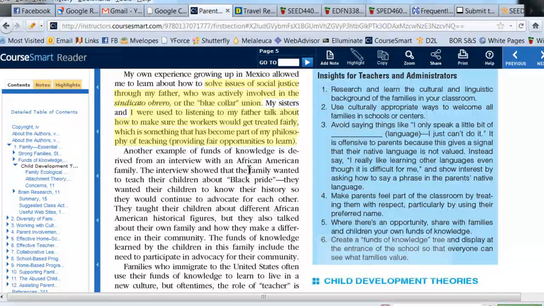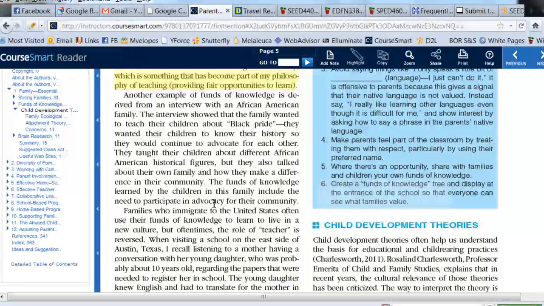Another example of funds of knowledge is derived from the interview of an African American family. Okay, again, think about how politically charged this is in this era we're in of political correctness, which in my opinion is paralyzing our society because we're so terrified to not be politically correct that we will allow all kinds of behaviors and things to go that should never. But she goes on to talk about this African American family teaching their children about black pride. Now, again, it's okay, but it's a very, very politically charged thing to talk about here.